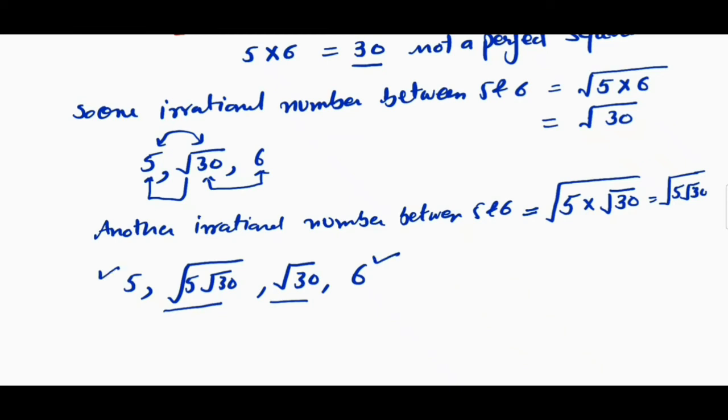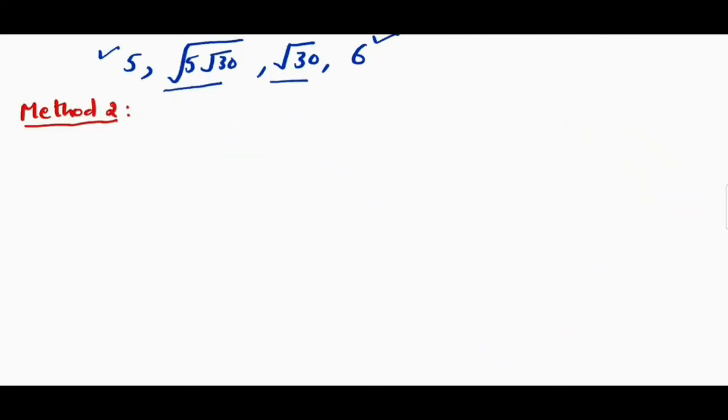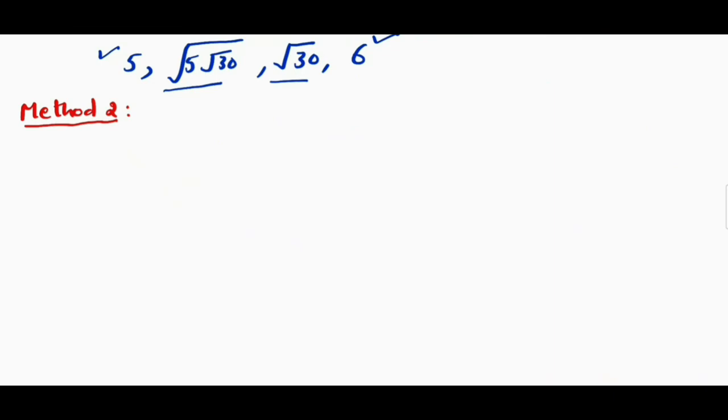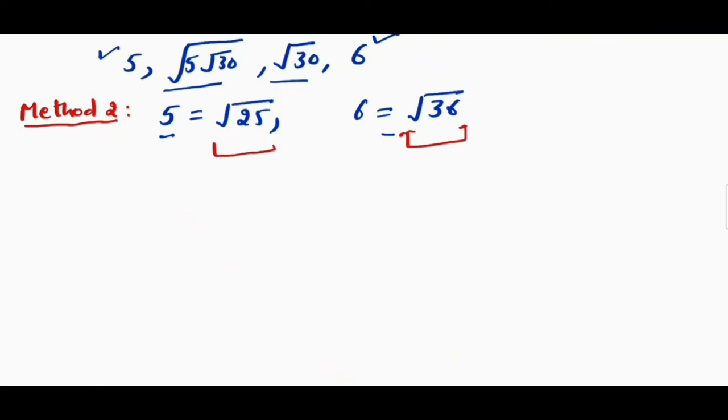So let's do the second method. This method is very easy. Here see, we know 5 can be written as square root of 25 and 6 is equal to square root of 36. Now you can find the numbers between square root of 25 and square root of 36. So all those numbers will be irrational numbers.